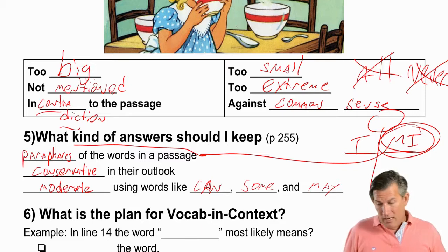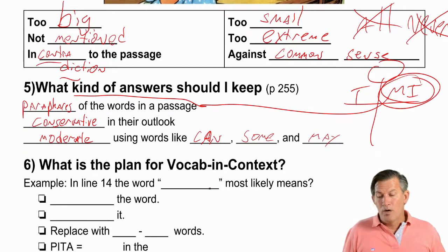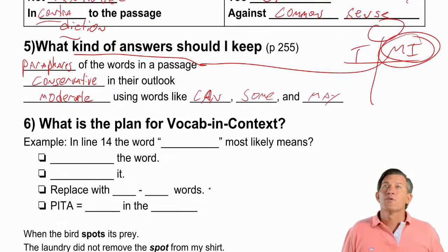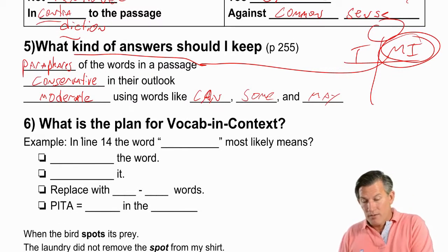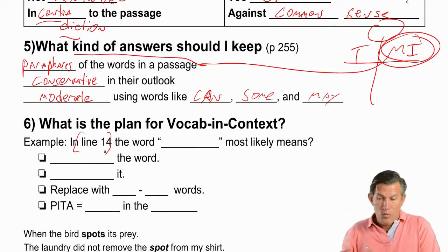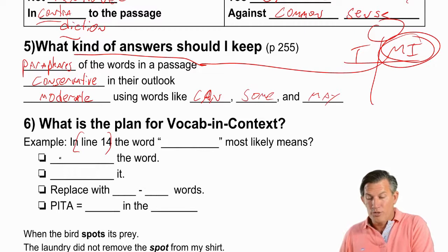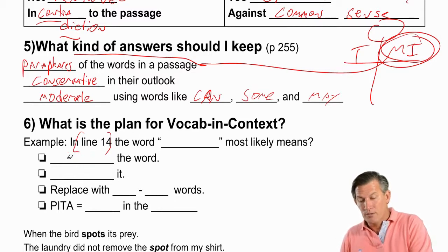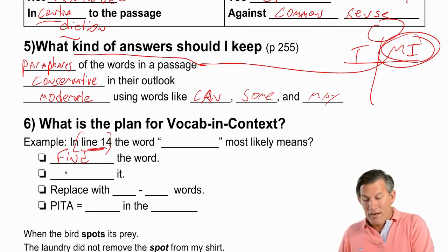Okay. On to number 6. If they say in a specific example in line 14, they might have it in parentheses. You have to go and find that word. What do I want you to do? I want you to find the word, and then circle it. First, you have to find it. Where is it? Well, it's in line 14. Then I want you to circle it.